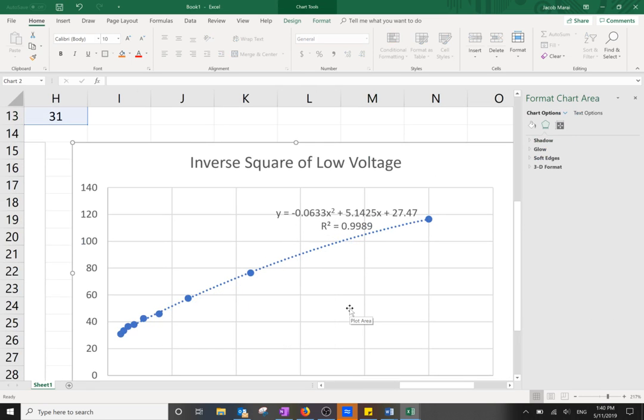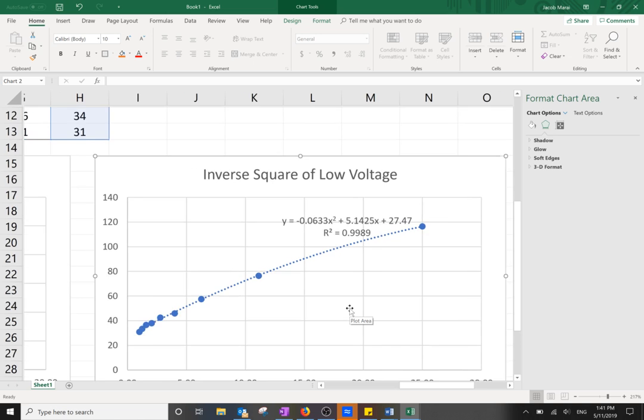Now, look at this. It went from 0.996 to 0.9989. So it's actually suggesting that it's not linear, it's actually a quadratic. But I know that it's linear because I'm telling you the equation is the inverse square. There could be a reason for this.